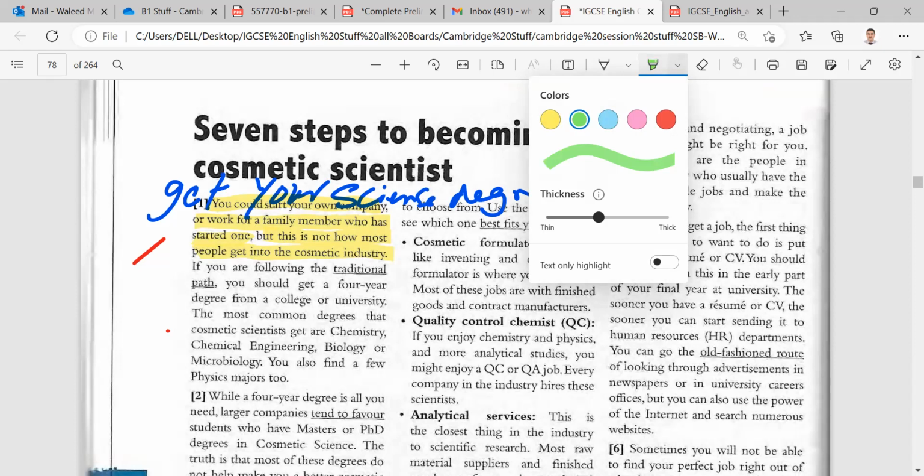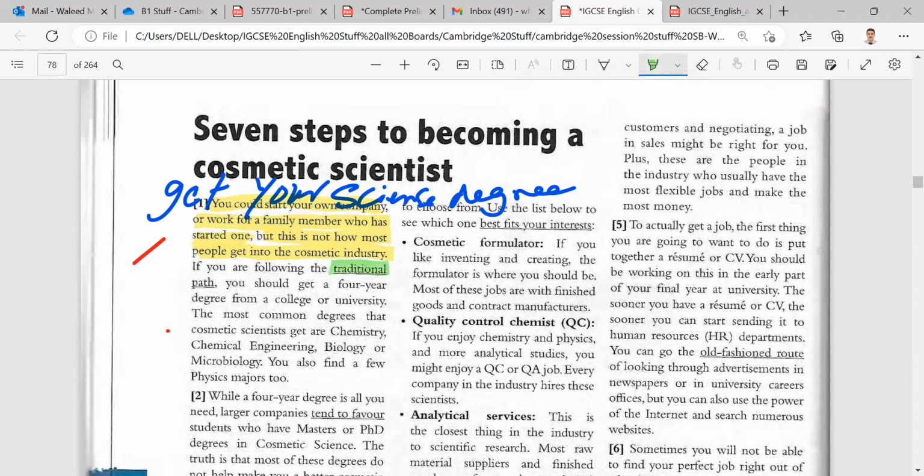If you are following the traditional path, you should get a four-year degree from a college or university. Again, traditional path means the traditional system, the traditional method. You should get a four-year degree from where? From a college or university. Shabab, this sentence, is it related to get your science degree or not? Yes or no?